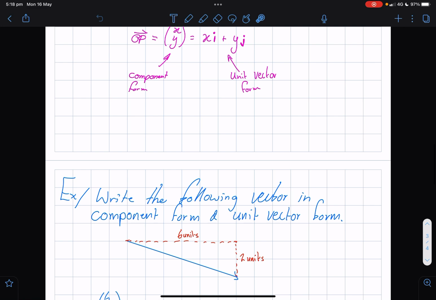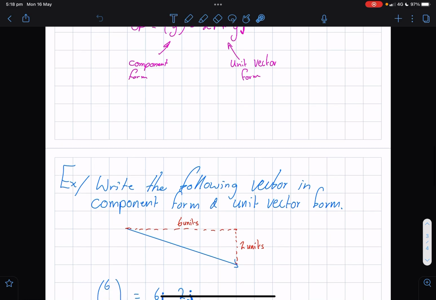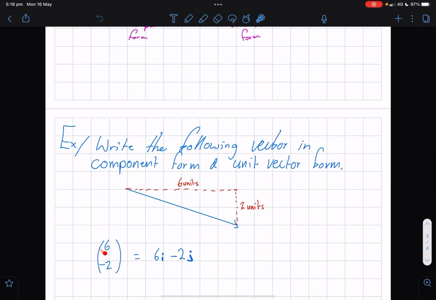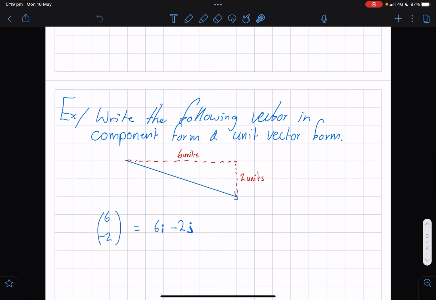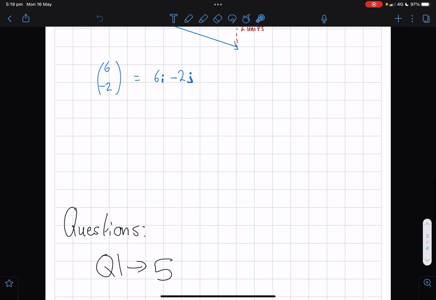Now, hopefully you're already thinking to yourself, so in component form we need our x change and our y change. So we've actually got (6, -2), so remember, moving to the right is positive in the x, but because we're moving down, we've actually got a negative vertical translation. That's why we get negative 2 here. And then in unit vector form, this is 6 times vector i, take away 2 times vector j, okay? It's as easy as that.